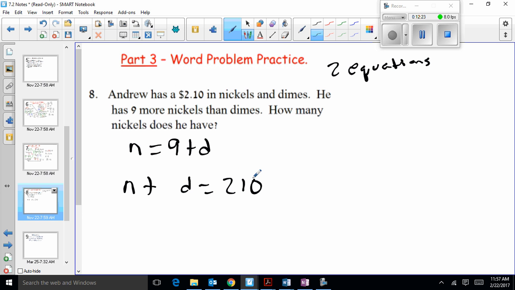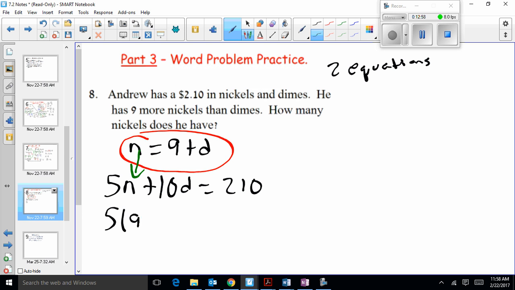Okay? Now, I want to figure out how many nickels I have and how many dimes I have to equal 210. I know that a nickel equals 5 cents, so I'm going to turn that into 5 for nickels and 10 for dimes. And voila, we have our two equations. And I have N by itself right here. So I'm able to go ahead, plug that in, and I'll have 5 times 9 plus D plus 10D equals 210.